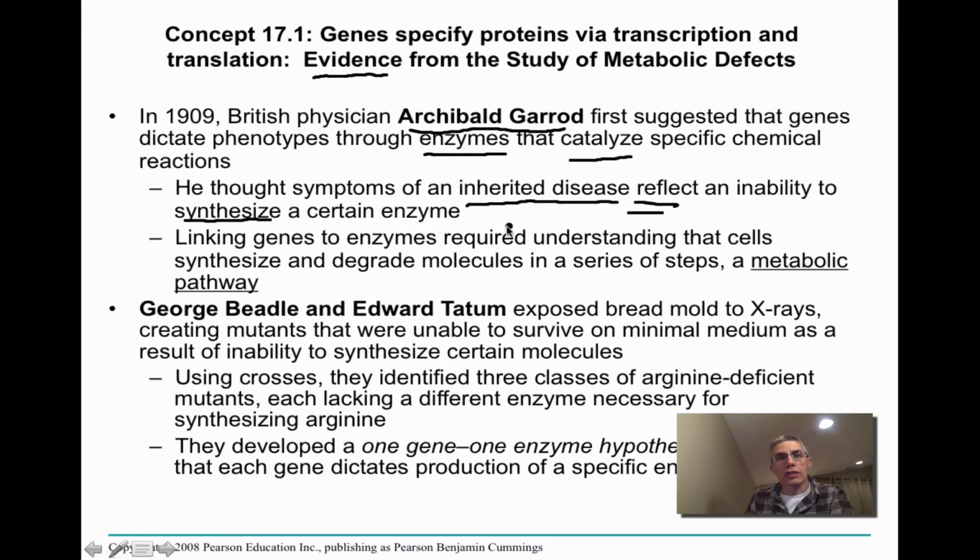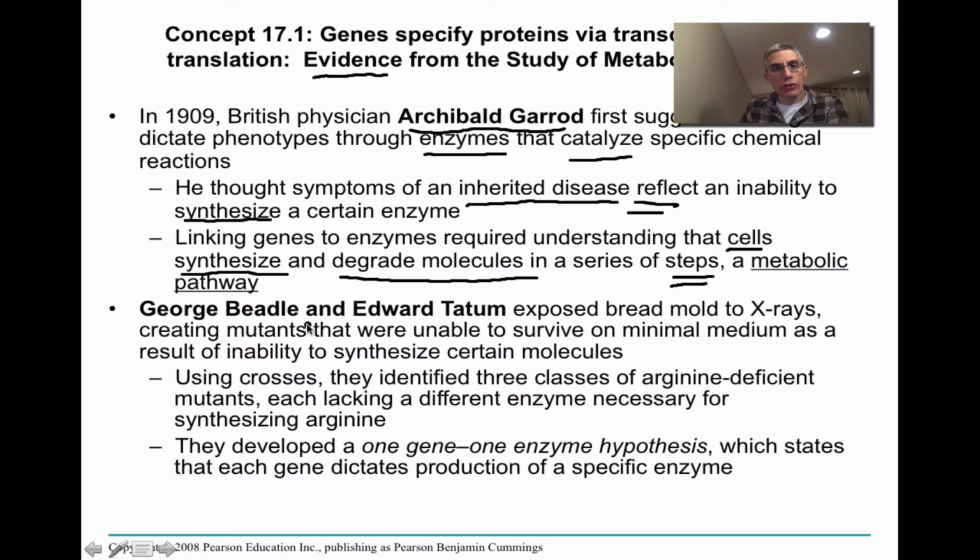So linking genes to enzymes requires the understanding that cells synthesize and degrade molecules in a series of steps, and those steps are very important. And we call those steps a metabolic pathway. So 2 other scientists that we're going to look at go by the name of George Beadle and Edward Tatum. And these 2 scientists developed a hypothesis called the one gene, one enzyme hypothesis. And this hypothesis basically stated that each gene is going to dictate the production of a specific enzyme.